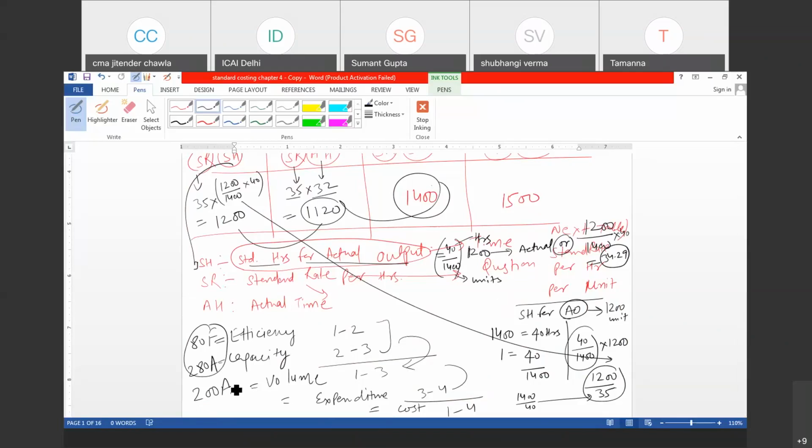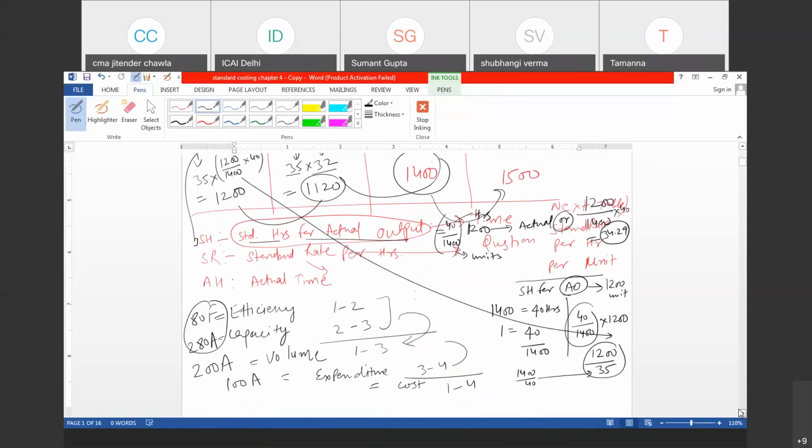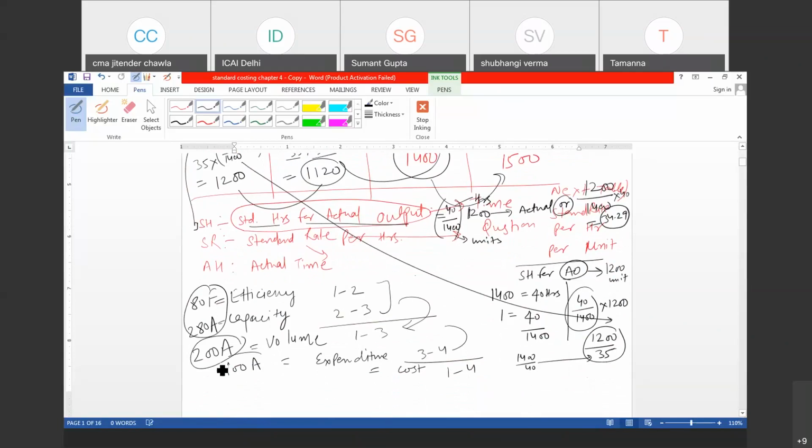Then 3 minus 4, this minus this, again 100, adverse. Then 1 minus 4, or add these two, 300 adverse.